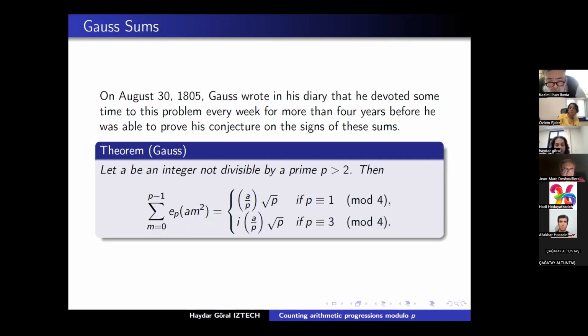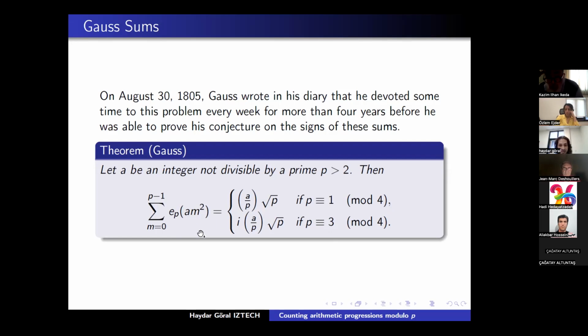Gauss spent more than 4 years to solve this problem because it was a very difficult problem at the time, but when he solved it, he gave many different proofs. One can show that the absolute value of this sum is always the square root of p, but the sign changes modulo 4. If your prime is congruent to 1 modulo 4, it is the square root of p. If it is congruent to 3 modulo 4, it is i times the square root of p. Is this the general pattern? Yes, but Gauss couldn't prove this for a long time, but eventually he managed to prove it.